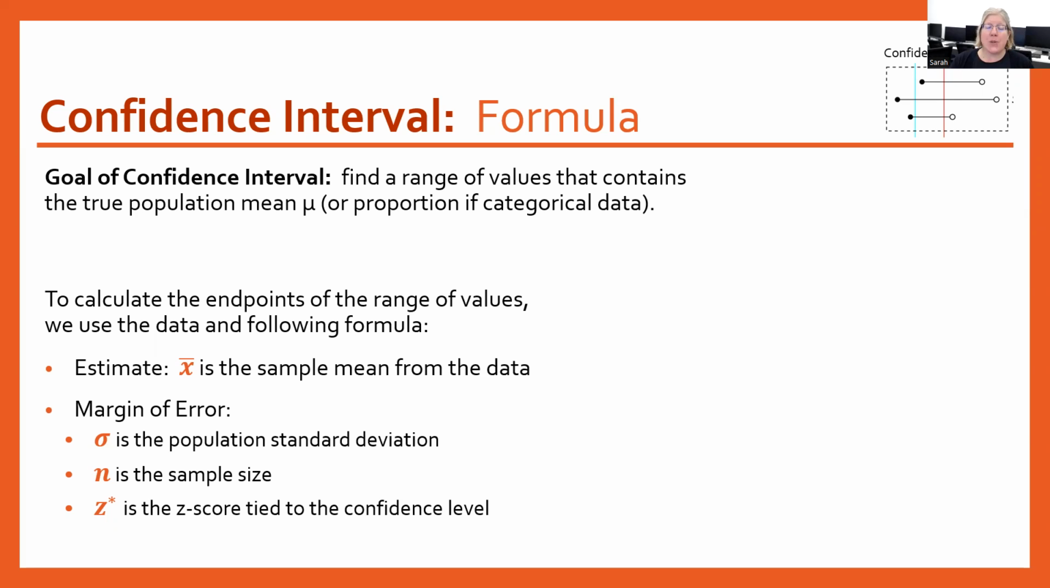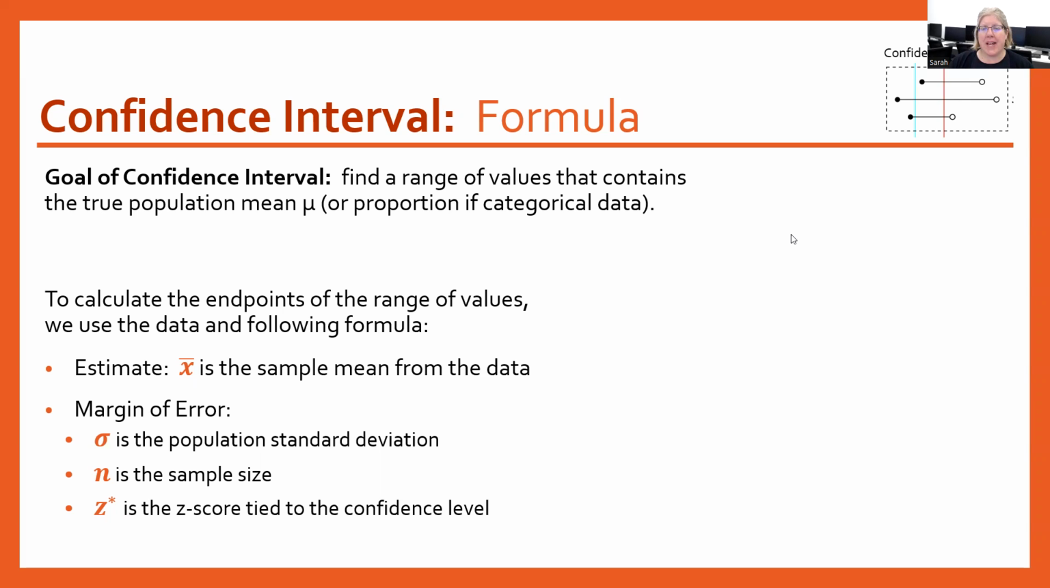Okay, so to do this, we're going to first need a point estimate, and that's going to be our sample mean X bar. And then to get that plus or minus 3%, we call that part the margin of error. We're going to need sigma, our population standard deviation, and n, our sample size. So those two you should be really familiar with at this point. And then we're also going to need z star. So z star is the z-score that's tied to the confidence level. And we're going to look at that in just the next slide, so hang tight.